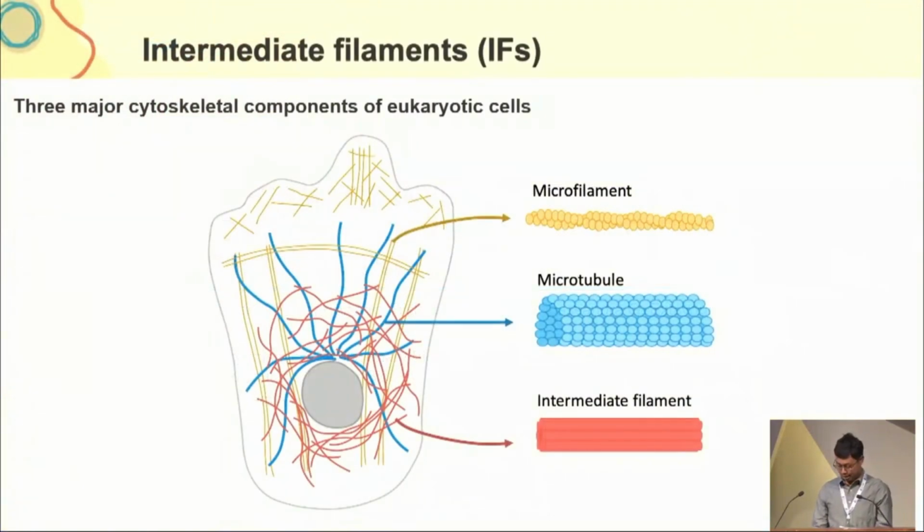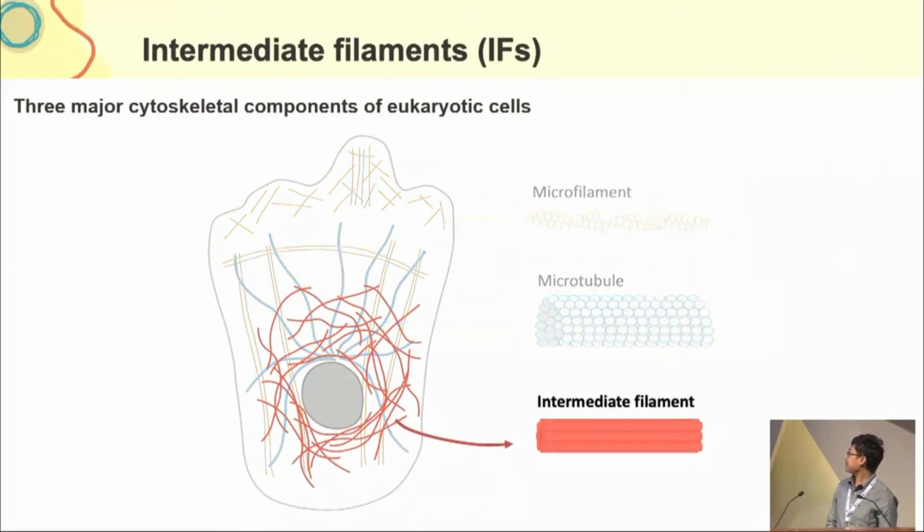Okay, if you look inside an animal cell, you will see this kind of protein network inside. This network structure is called the cytoskeleton, and there are three major types: microfilament, microtubule, and intermediate filament. For our current project, we are focusing on this third group of cytoskeleton components, intermediate filament. We call them intermediate since their size is somewhere between those of microfilament and microtubule. These intermediate filaments are known to play a role in giving cells physical strength or supporting cell movement, something like that.